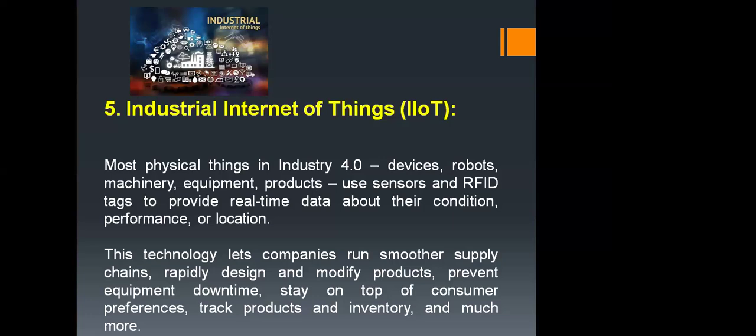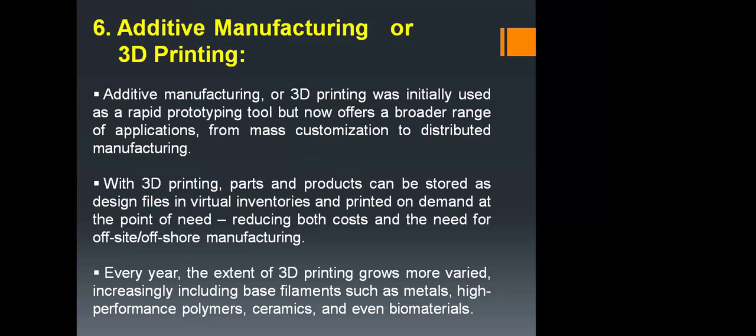Next one is additive manufacturing or 3D printing. As I mentioned, additive manufacturing was initially used as a rapid prototyping tool to make different dies or tools very quickly. Actually, this is a concept we use in printing or making a photocopy of a text or any document. The same logic, if we apply it in making a product, that's why it is called a rapid prototyping tool.